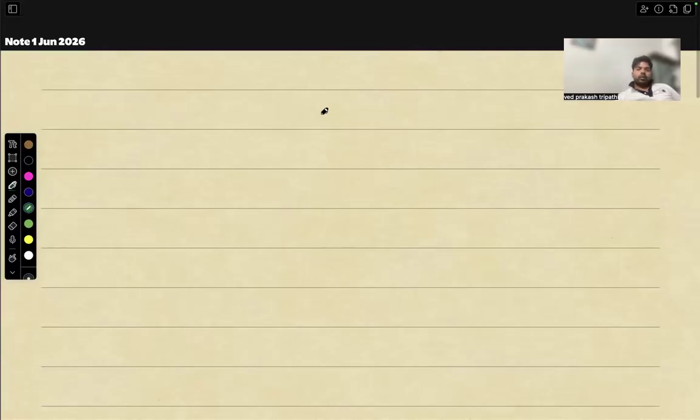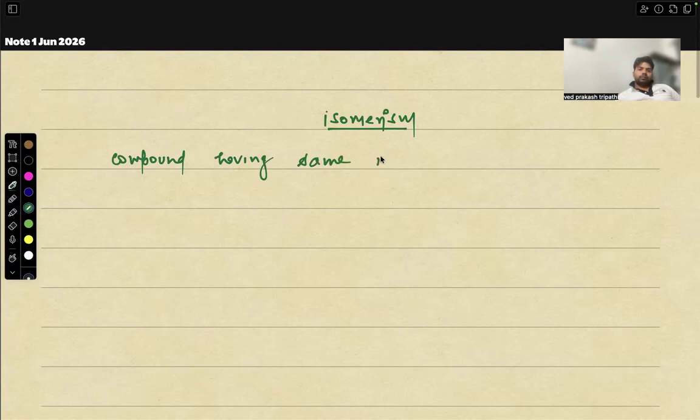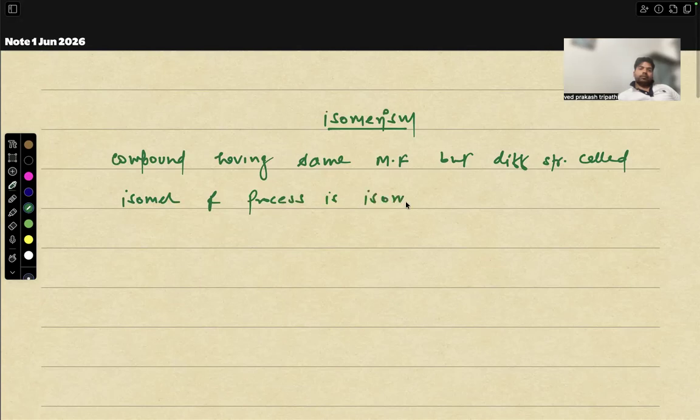Hello everyone. Today we are going to discuss isomerism. So what is isomer? We can say here the compound having same molecular formula but different structure is called isomer, and the process is isomerism.